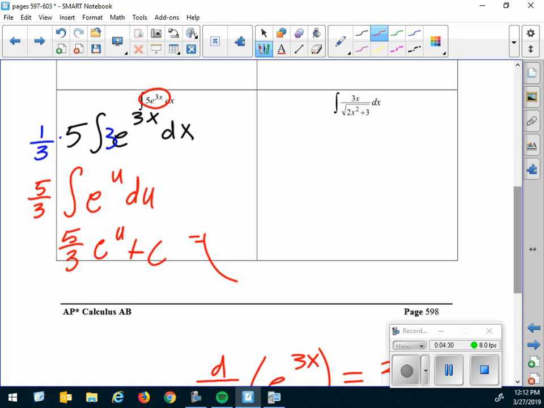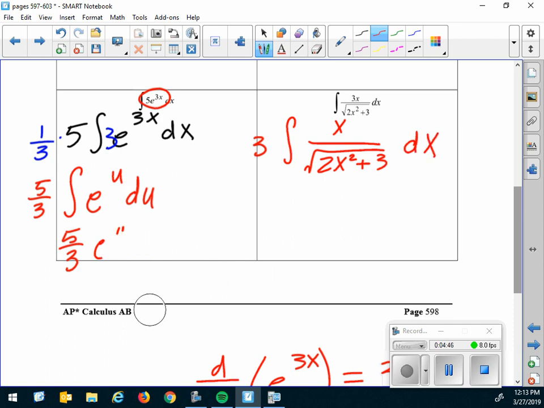Is there anything I could move out? Yeah, I'm going to move that 3 out. Do you see a composition anywhere? Where? Perfect. You're doing the square root of 2x squared plus 3. So what do I want to let u equal?